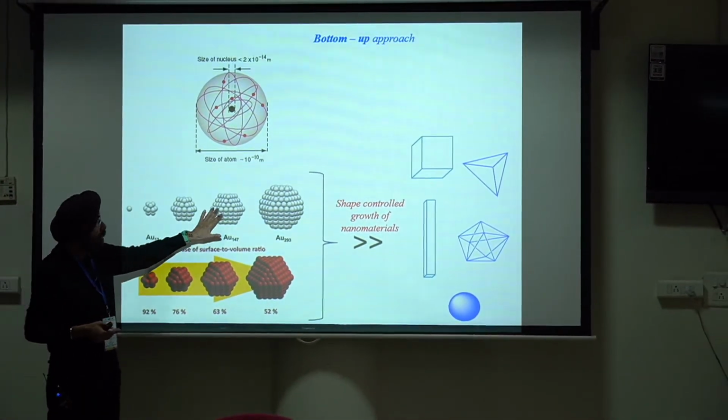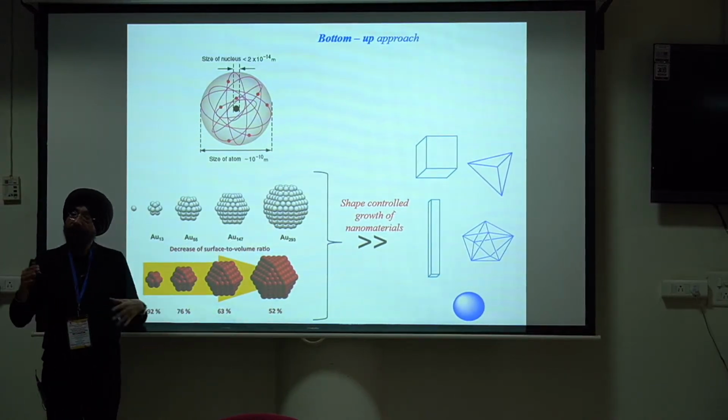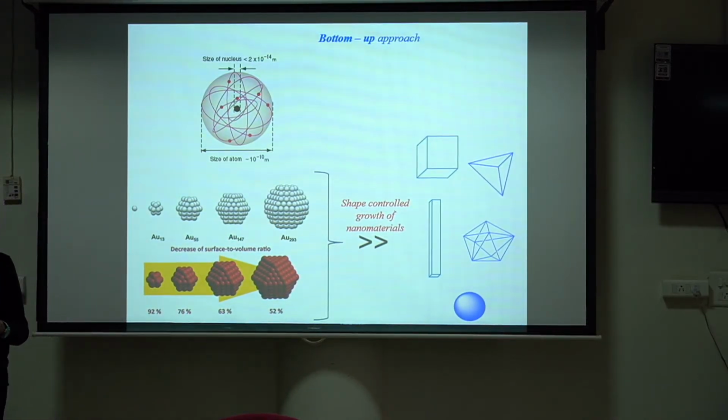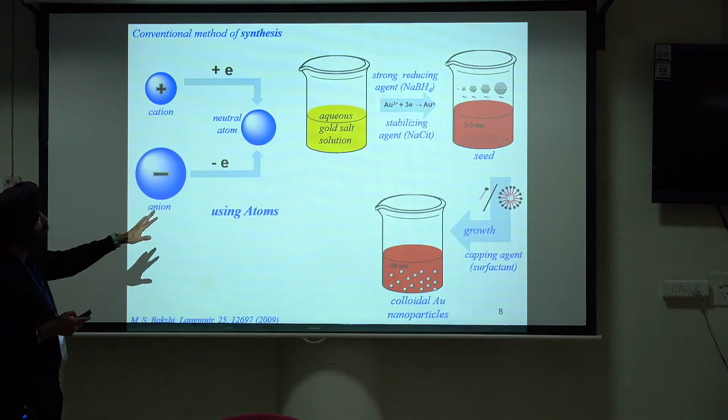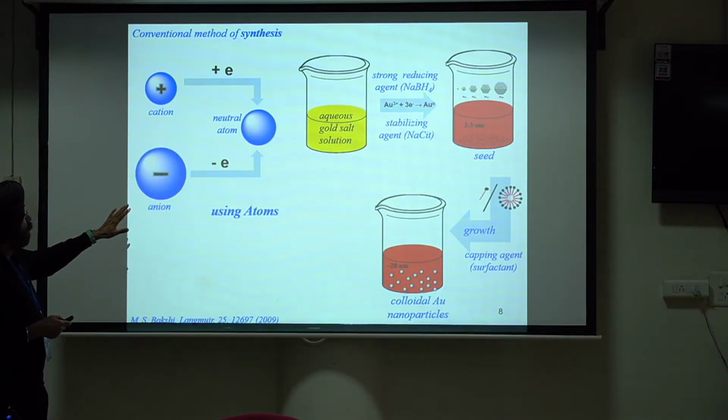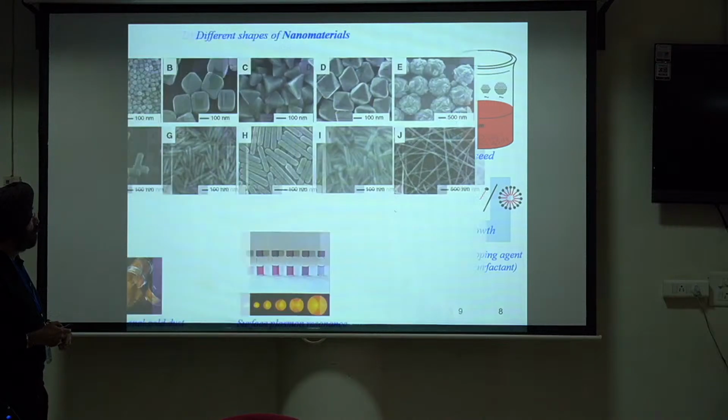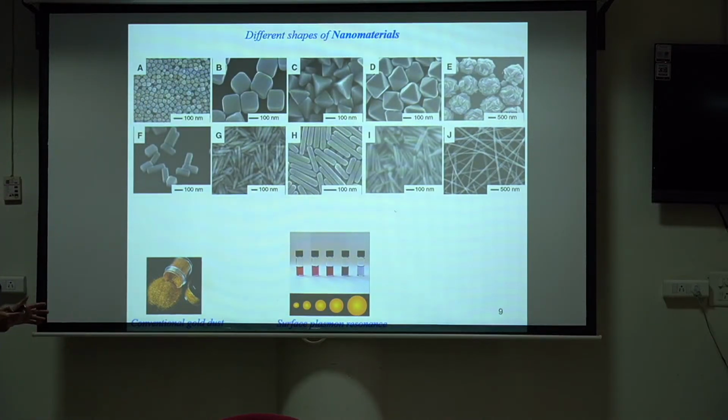So eventually when the crystal grows, there are different ways we can control the growth. I have already shown you this slide. This is the simple synthesis of the gold nanoparticle. By using the reducing agent, we can produce atoms and then we allow them to grow in the presence of a surfactant, a stabilizing agent. And what kind of gold nanoparticle could we see?